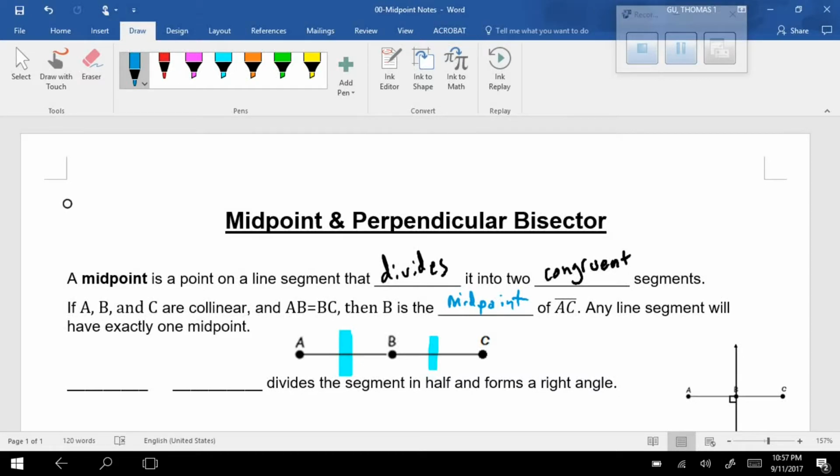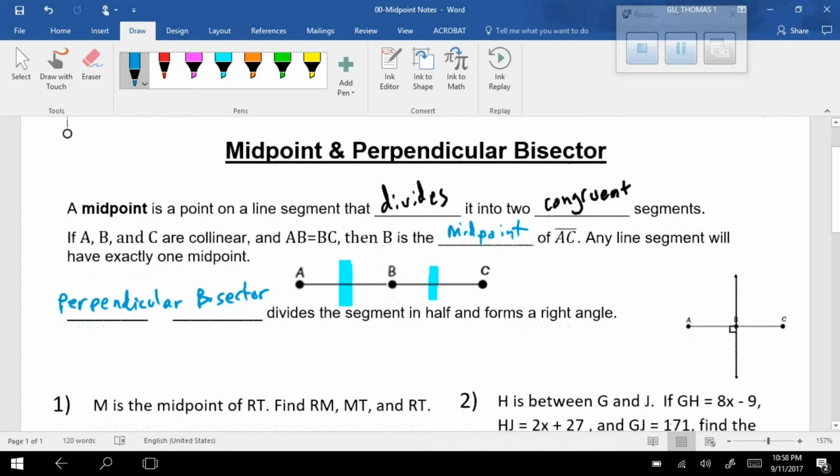Something divides the segment in half and forms a right angle. What do you think goes in here? Hint, it's on the notes in the title. You've already used one of the words. What's the other one? Yes, if you said perpendicular bisector, that is the answer. That's what goes in the blank.